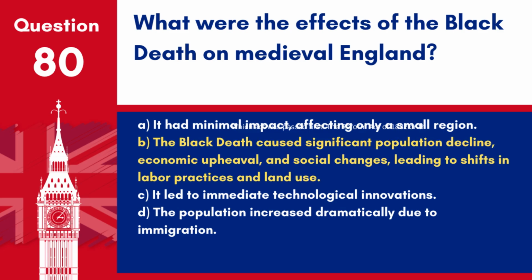Answer. B. The Black Death caused significant population decline, economic upheaval, and social changes, leading to shifts in labour practices and land use. The pandemic struck England in the mid-14th century, killing a large proportion of the population, which had profound effects on the socio-economic structure, contributing to the end of the feudal system and changes in agricultural practices.